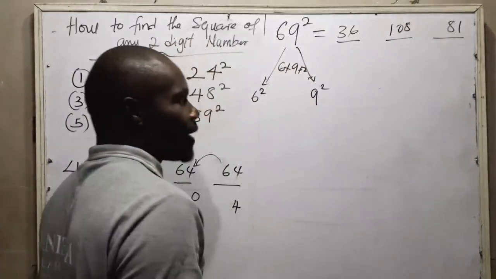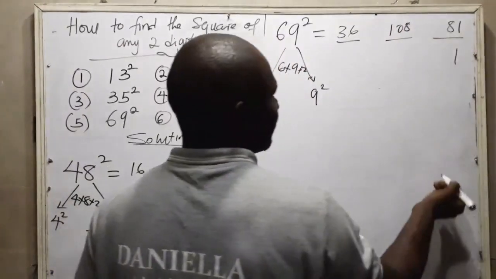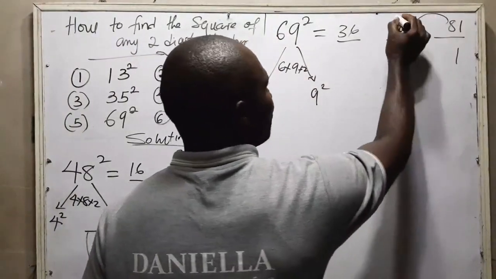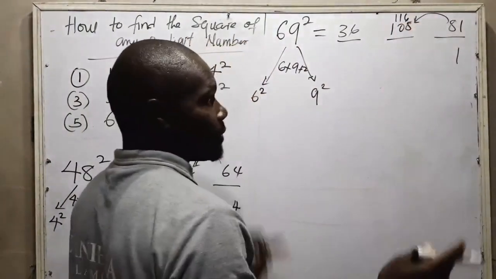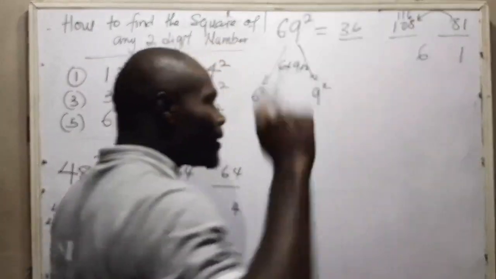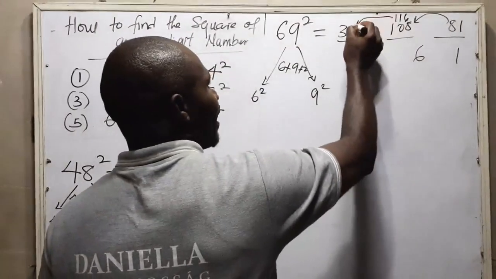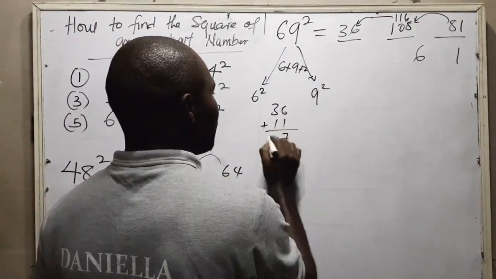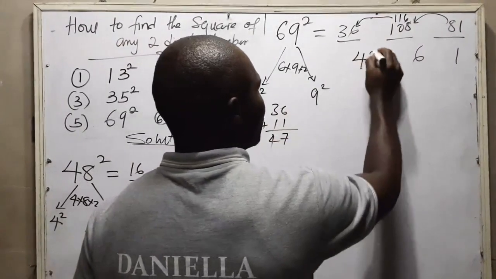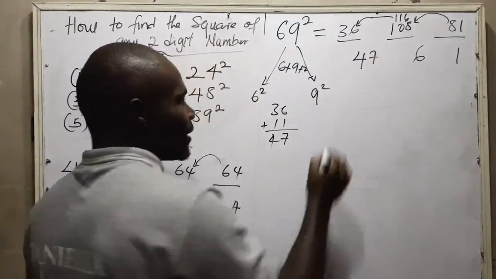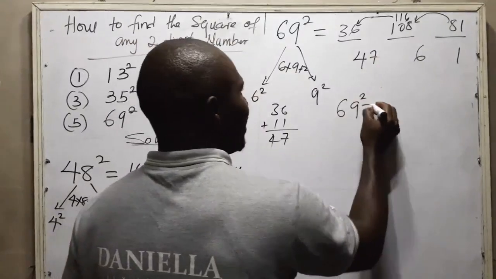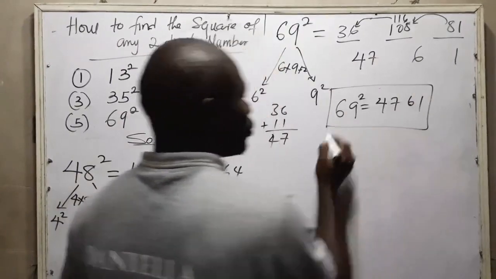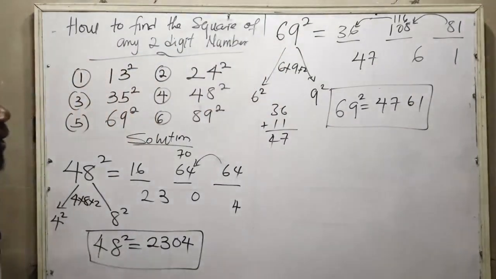108. As I've said earlier, you take the last digit, it remains 8. You add the 8 with 81, it gives you 89. You take the 9, remains 10. Let's add 10 with 36. 36 plus 11 surely gives us 47. So meaning that 69 squared is equal to 4761. So this is the logic. So that is 69 squared.